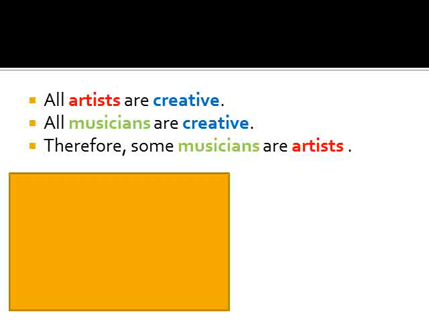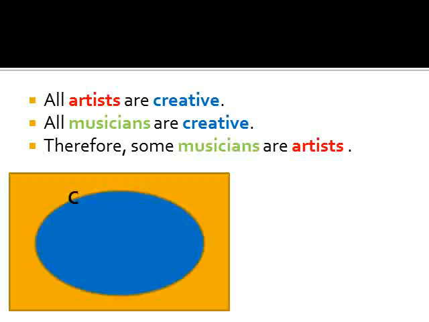Start with a big square, that's the whole world. And let's draw the artists and the creative people. So this big blue circle represents all the creative people. Then I'm going to draw the artists inside there, and that represents the first line. All artists are creative. In other words, everybody who's an artist has to be inside the creative circle.